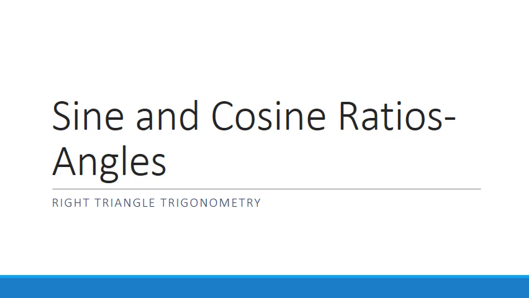Hello again, everybody, and welcome to video 3 in our right triangle trigonometry series. Today we're going to introduce two new ratios, the sine and cosine ratios, and we're going to concentrate on finding angles with them.